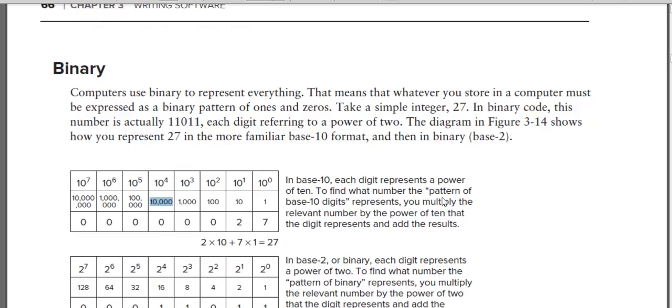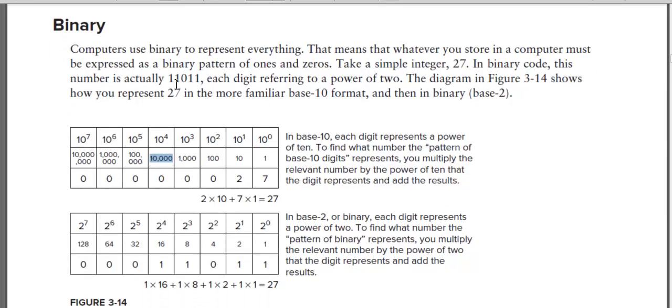Now base 2 would mean that instead of powers of 10, you use powers of 2. So instead of 10 to the 0, you have 2 to the 0. If you have a 1 here, that means 1 times 2 to the 0, which means 1 times 1. If you have a 1 in the next digit, it means 1 times 2 to the 1, which means 1 times 2, because 2 to the 1 is 2. And then the next digit would be 2 to the 2nd power, next would be 2 to the 3rd power, 2 to the 4th power, and so on.